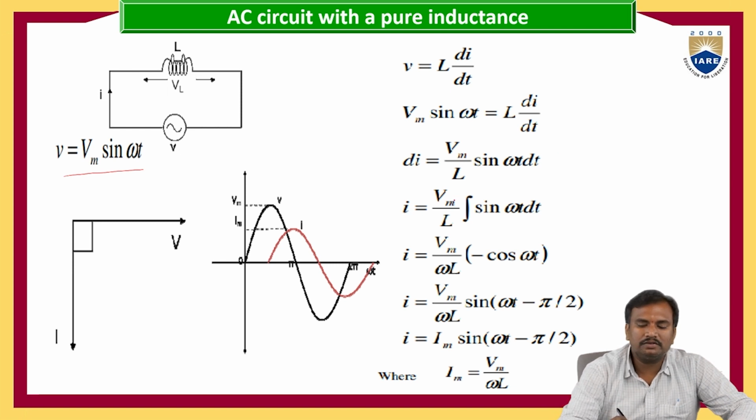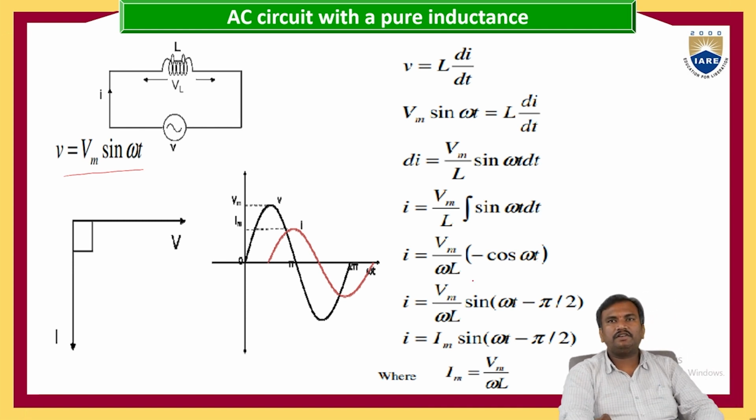So I is equals to Vm by L into integration of sine omega t dt. So here Vm by omega L into integration of sine omega t, which is minus cos omega t. Integration of sine omega t is minus cos omega t. So this is the equation we got.